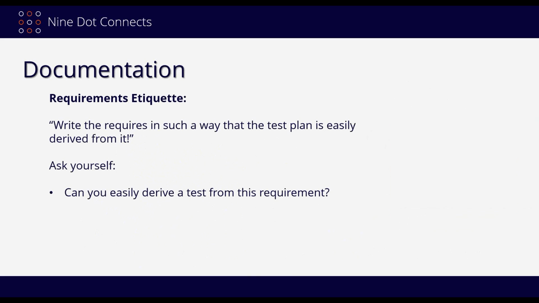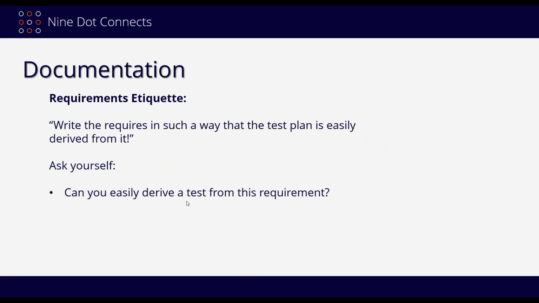Okay. Write the requirements in such a way that the test plan is easily derived from it. That was the quote that I had to put down there because it was really great. It came from my colleague Jeff here. And the question you really want to ask yourself is, can you easily derive a test from this requirement?